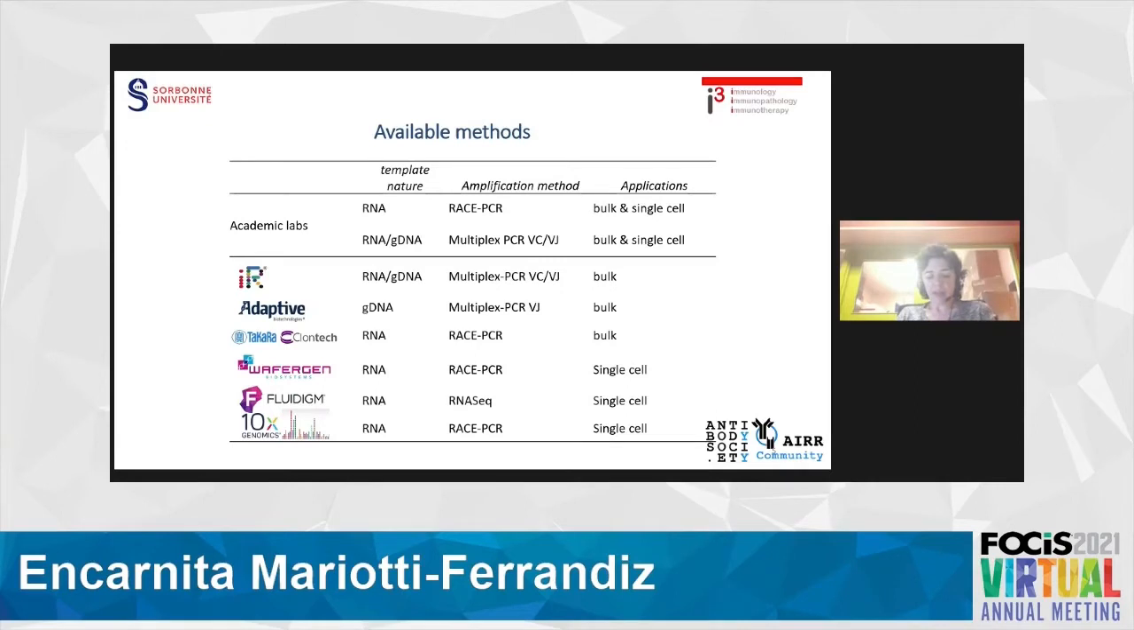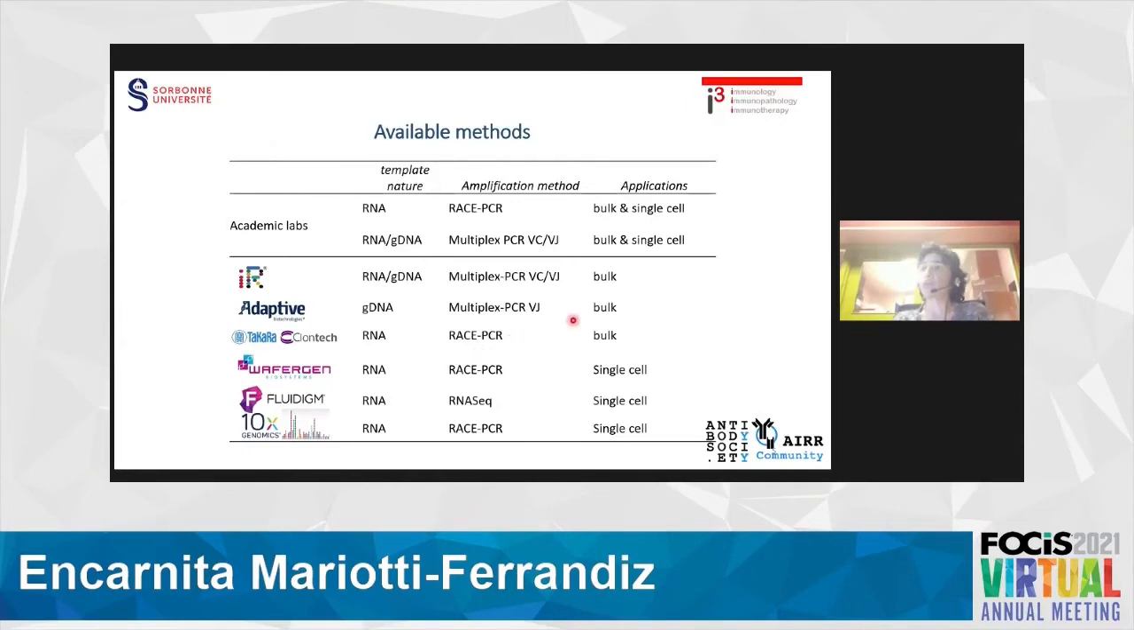Something that is obvious now is that there are many methods to perform AIRR sequencing that have been developed either by academic labs or by different companies. And those methods differ on different points. One is the nature of the template that is used, either RNA or genomic DNA, which can make a big difference in terms of output. The difference also relates to the amplification methods behind the molecular biology protocol.